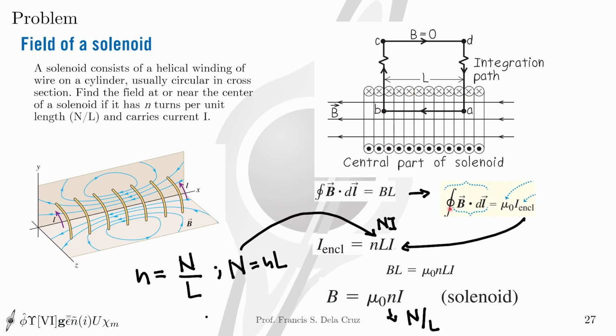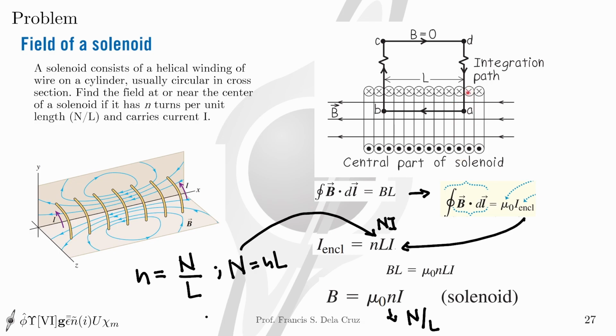Now that we know, based on Ampere's circuit law, that the line integral of B·dl is just BL, take note this is really simple. Based on Ampere's circuit law, B·dl is equal to mu naught times the enclosed current. So where's the enclosed current?